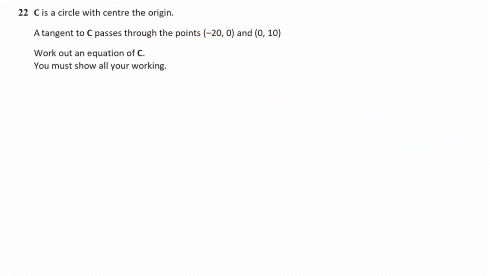Question 22. C is a circle with center the origin. A tangent to C passes through the points minus 20, 0 and 0, 10. Work out the equation of C. You must show all of your working.